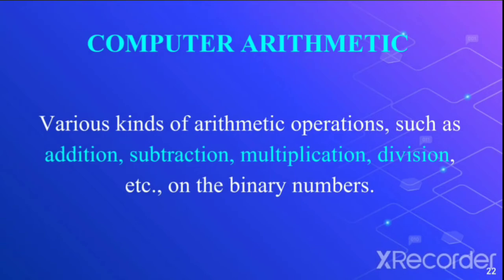Next we have is computer arithmetic. There are various kinds of arithmetic operations that can be performed in a computer system, and these are addition, subtraction, multiplication and division. We are performing these arithmetic operations on binary numbers, because whenever we perform any calculation in a computer, it is usually done on binary numbers, because the computer understands only the language of 0 and 1.